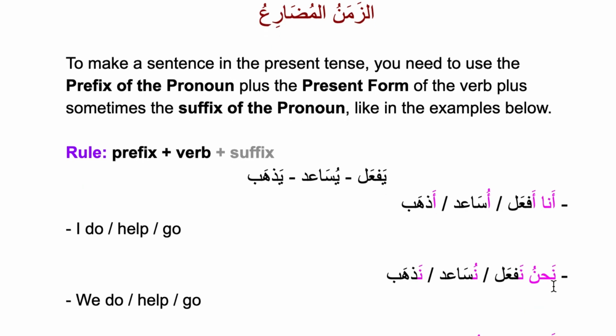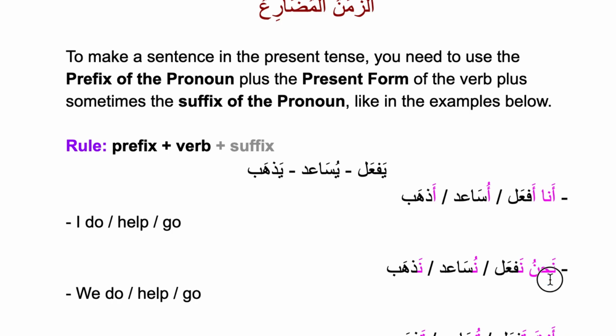The next example, nahnu, means we. Naf'al, and it means we do. And the prefix of nahnu is noon. And if you noticed here, we keep the fatha on the first letter, although it's changed from ya to noon. It was yaf'al and now it's naf'al. Second example, nusa'id, and it means we help.